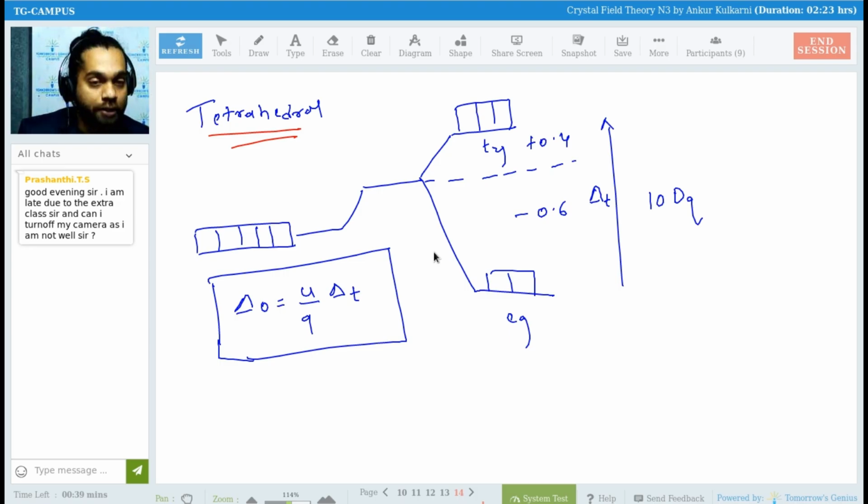Your delta O will always be, just a minute, did I write opposite? This should be delta T. Delta T is always smaller than delta O, by 4 by 9. Write this down: delta T will always be smaller than delta O. So this question can also come in the exam.